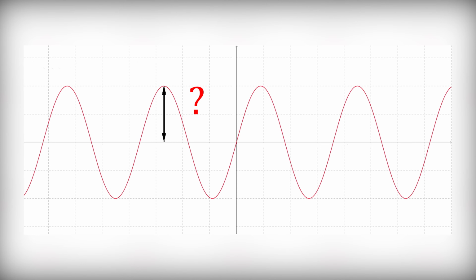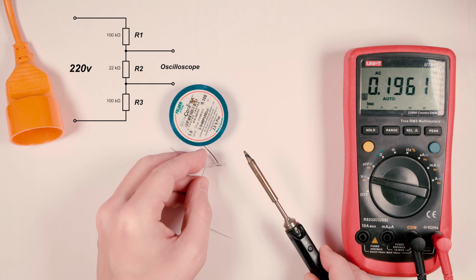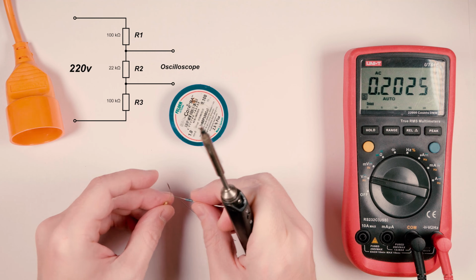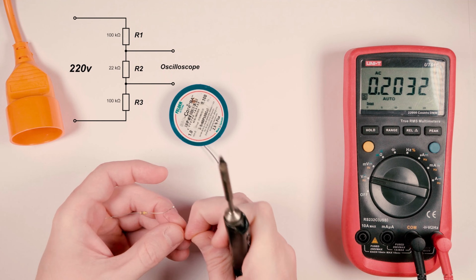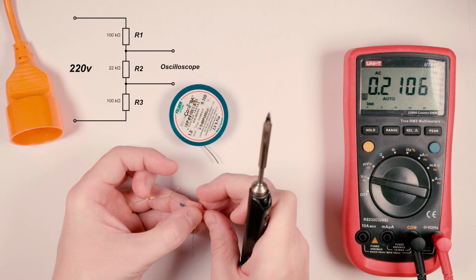We'll connect an oscilloscope to the outlet and check it on the graph. For safety, we will assemble a simple divider with 3 resistors. Their values will be 100K, 22K, and 100K. The voltage across the 22K resistor should be approximately 10 times lower than the input voltage.